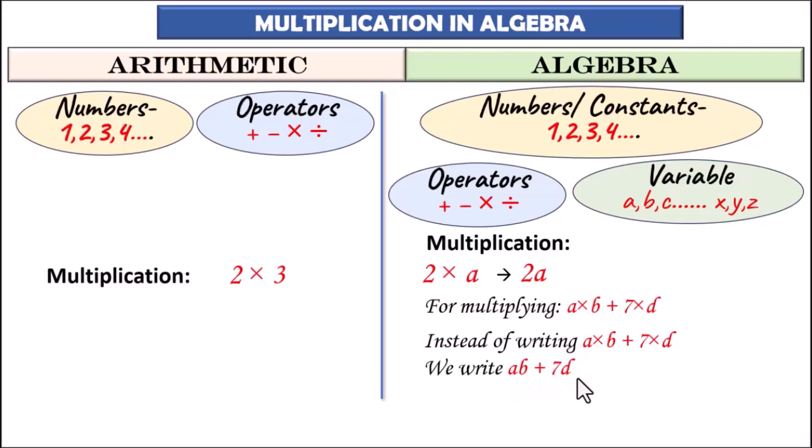You should remember that, like in arithmetic, while multiplying two numbers, we do not remove the multiplication sign in algebra also. So if we have to multiply 2 into 3, we write it as 2 multiplied by 3 and not 2 3, because writing 2 3 may confuse whether it is 23 or 2 into 3.